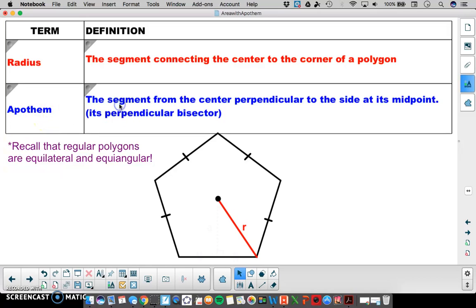The apothem is a segment from the center perpendicular to the side at its midpoint. So the apothem is perpendicular to the side at its midpoint, so therefore it cuts the side in half. So the apothem is the perpendicular bisector of the side. We could draw an apothem to each one of the sides from the center.